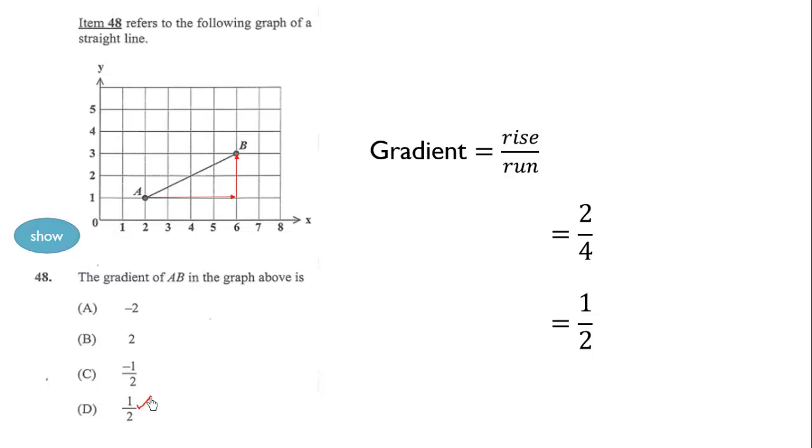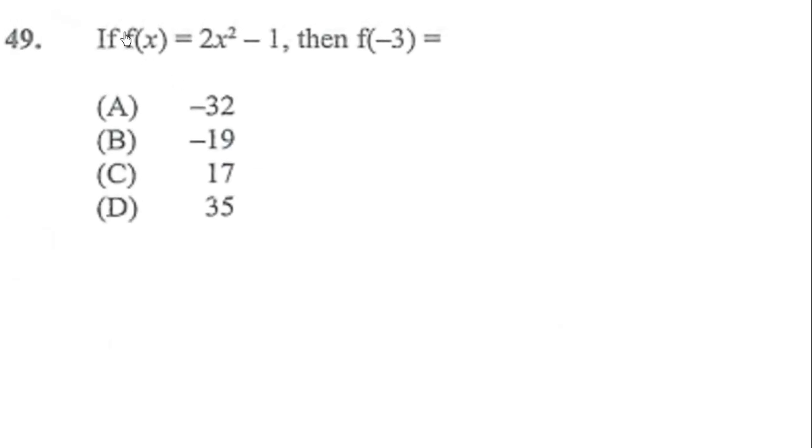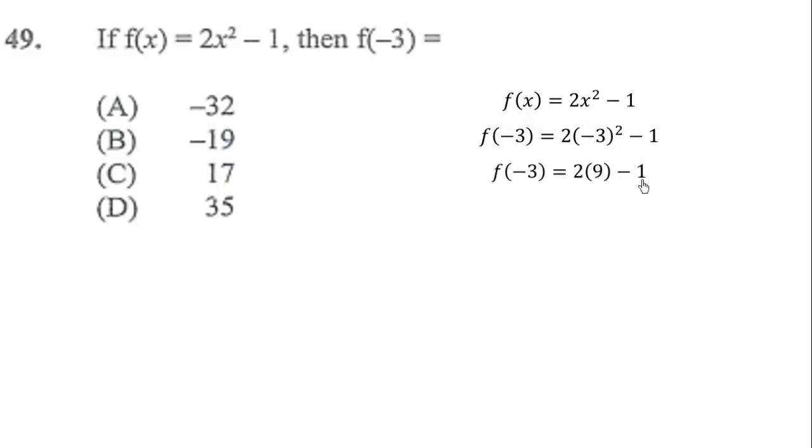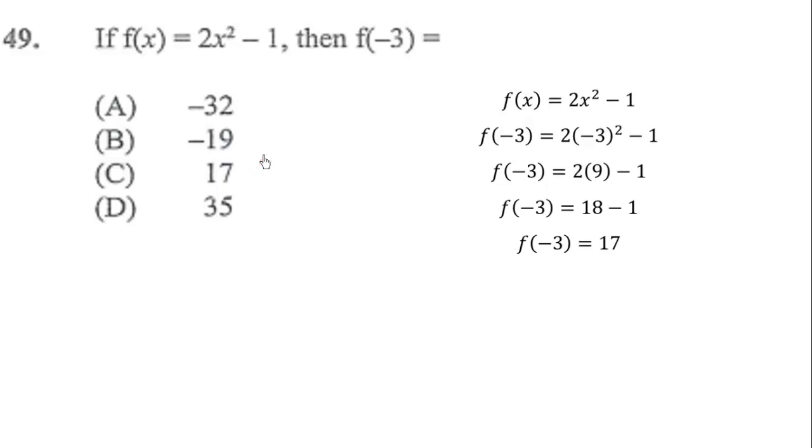So we note that this is to the right, positive, up, positive. So if f of x equal to 2x squared minus 1, then f of negative 3, we need to substitute, and negative 3 squared is 9. So 2 times 9 minus 1, which is 18 minus 1, and that will give you 17 positive. So this is the correct choice.